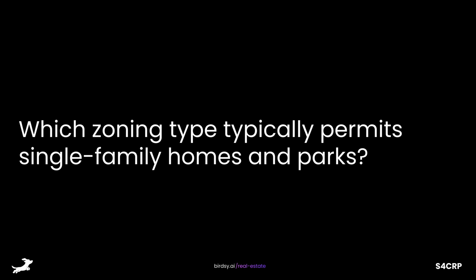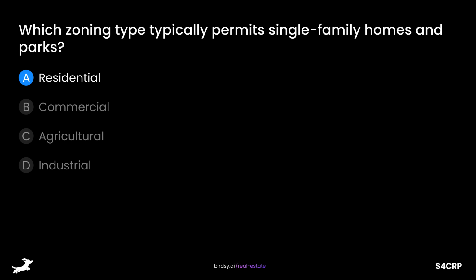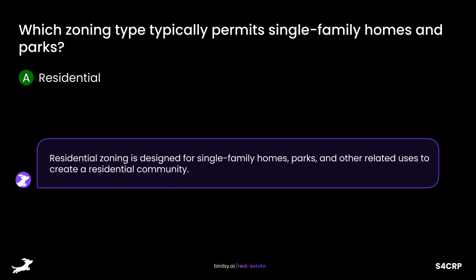Which zoning type typically permits single-family homes and parks? Is it A, residential, B, commercial, C, agricultural, or D, industrial? The answer is A, residential. Residential zoning is designed for single-family homes, parks, and other related uses to create a residential community.